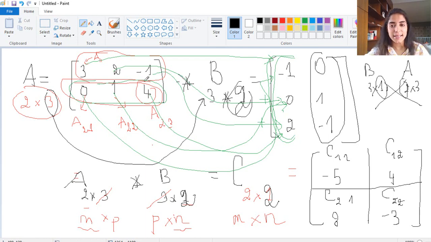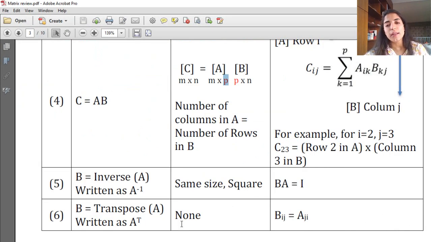The last operation is the inverse, and let's do it. Okay, guys, first of all, if you want to say inverse of A, you should keep in mind that A should be a square matrix. Otherwise, I cannot find the inverse of A. So A, guys, should be a square matrix to find its inverse. This is written as A minus 1, all right? So if I'm going to find the inverse of A, the first requirement is that A should be a square matrix. Now, if B is equal to this inverse, then B is also a square matrix.